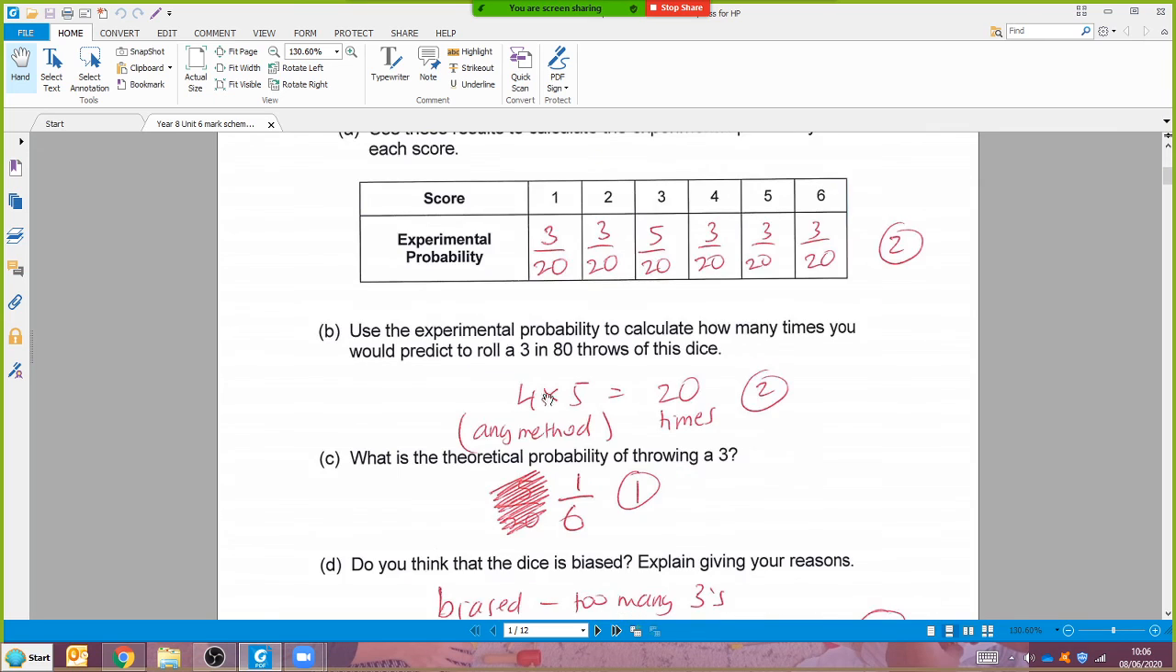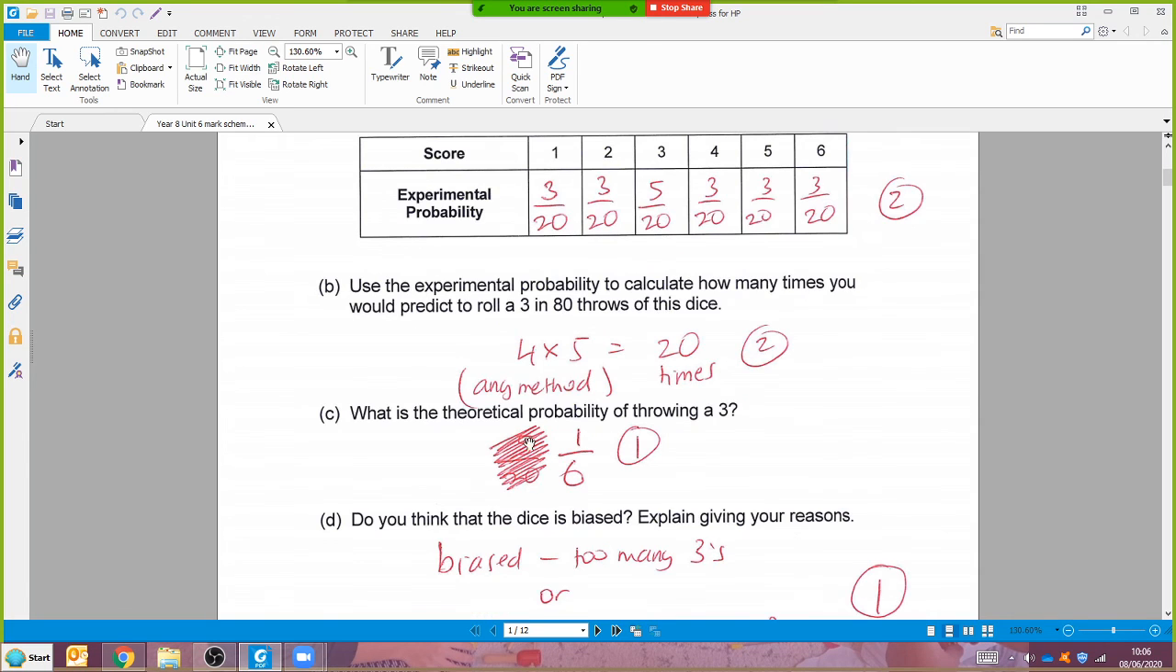All right, use the experimental probability to calculate how many times you'd expect a 3 to come up if we did it 80 times. Well, 3 comes up 5 times out of 20. If that was out of 80, it would be 4 times as much you'd expect, surely, yeah? So 4 5's are 20. You'd expect 20 3s to come up. Please don't write 20 out of 80, which some of you wrote. I let it go, but 20 out of 80 is not the same thing as 20. 20 out of 80 is just a quarter. 20 times is what I was looking for.